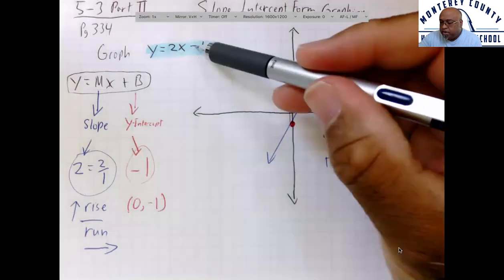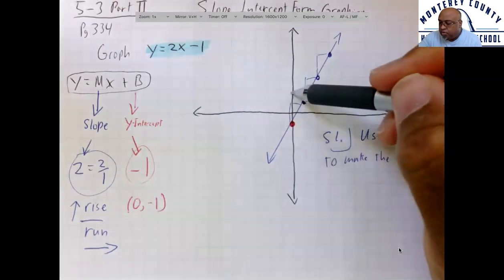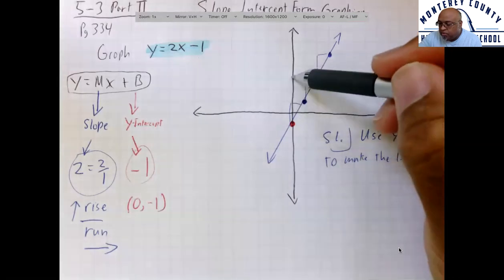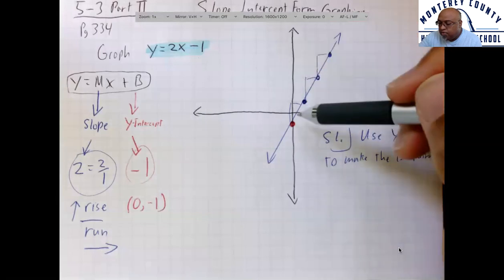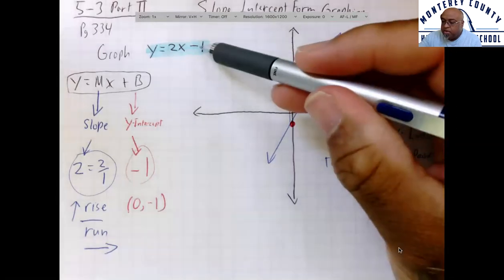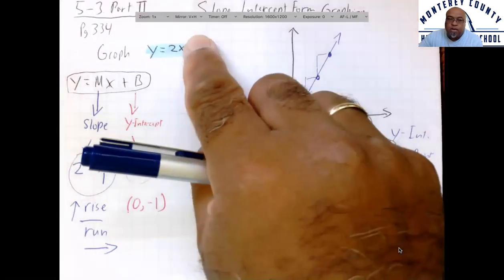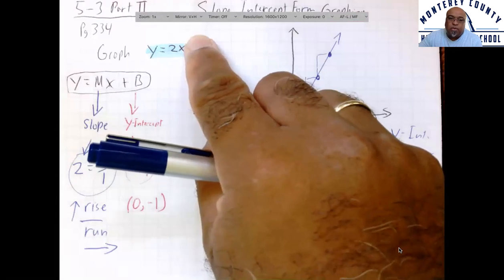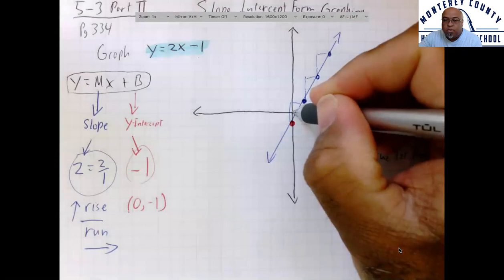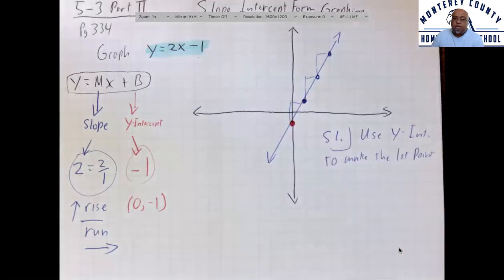For example, if this was positive 4, then I would go 1, 2, 3, 4. If it was plus 6, I would go 1, 2, 3, 4, 5, 6. If it was minus 2, I would go 1, 2. If there's nothing there, if it's just y equals 2x, then I can think of it as y equals 2x plus 0. So I would just leave it right here and know that my line goes right through the origin. So the first step is to use the y-intercept to make the first point.